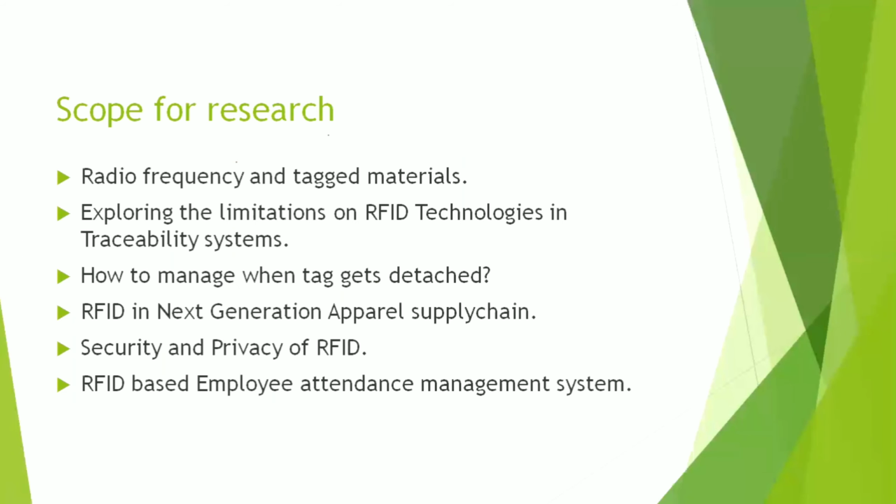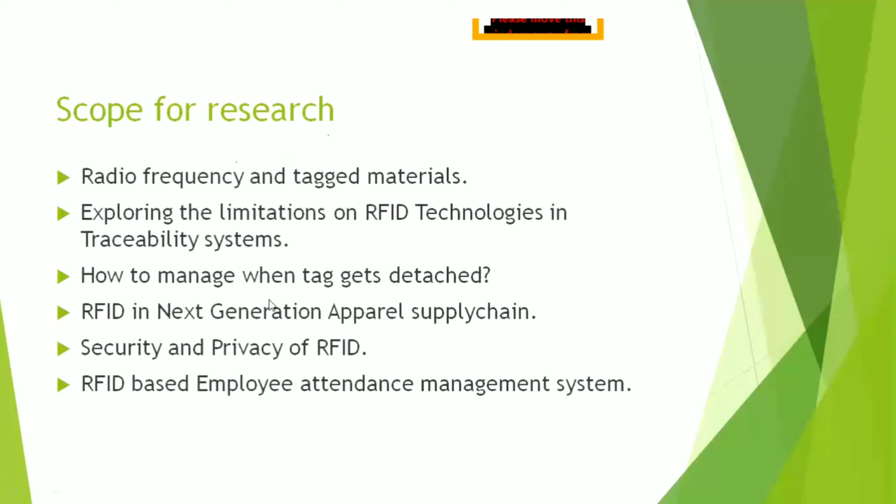Now we come to the main topic, that is scope for research. Whenever we are learning something, we should develop a mindset of what we can do for it. So now when we read this topic, there are some areas on which we can work. The areas are radio frequency and tagged materials: how the tagged materials respond to different kinds of radio frequencies. That's one area. Next, there are some limitations, right? How can we explore the limitations in traceability systems?